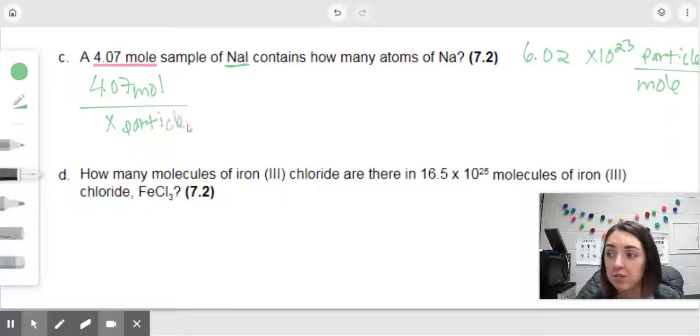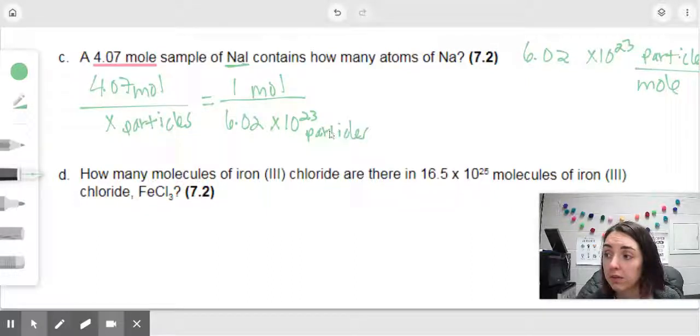But the good news is, for every 1 sodium iodide, there's 1 sodium atom. So it's going to be the same. However many sodium iodides I have is how many sodiums I have, because there's a 1-to-1 ratio here. So that makes it easy. Now, the nice thing when I'm going from moles to particles, I don't need my periodic table, because again, a mole is just a number. It doesn't matter what you have. It doesn't matter what element it is. It's just a number. So I don't need my periodic table. I know that 1 mole is 6.02 times 10 to the 23rd particles.